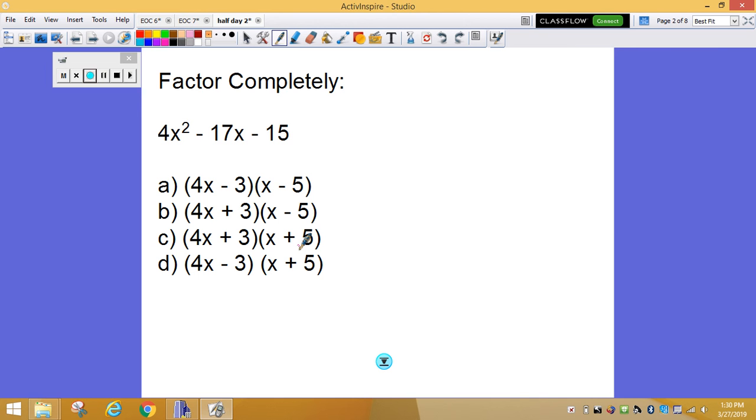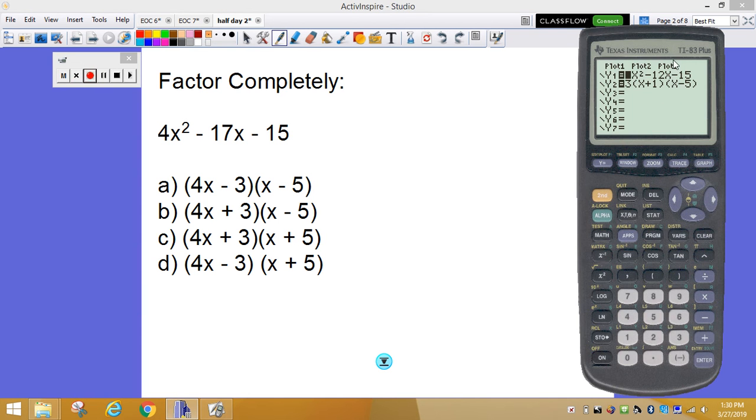Do this one the exact same way. I'm not going to spend time doing this one. You would go to y equals, you type in the question, type in each answer, see which one fits.